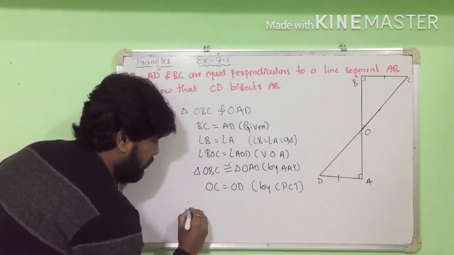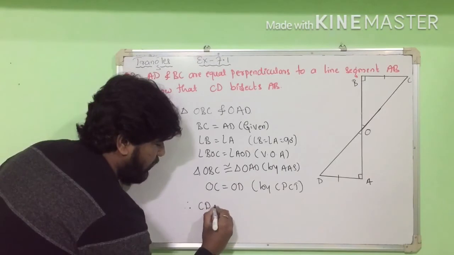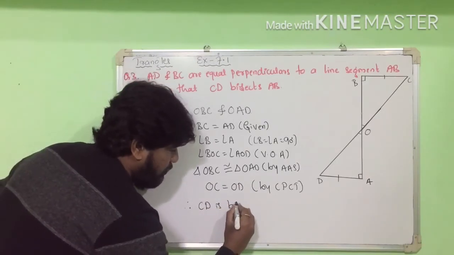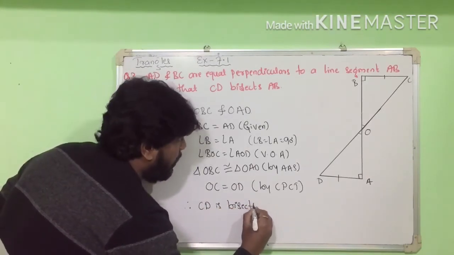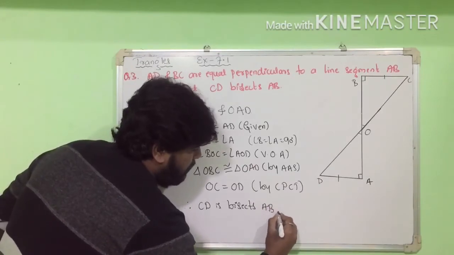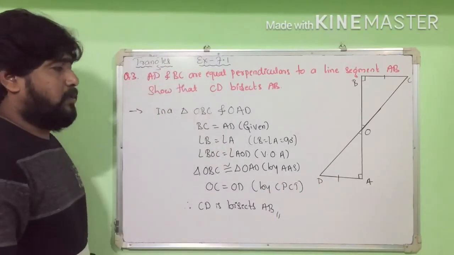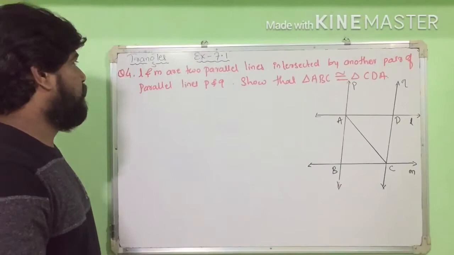So therefore CD bisects AB. Is it clear? The next problem, the fourth one.